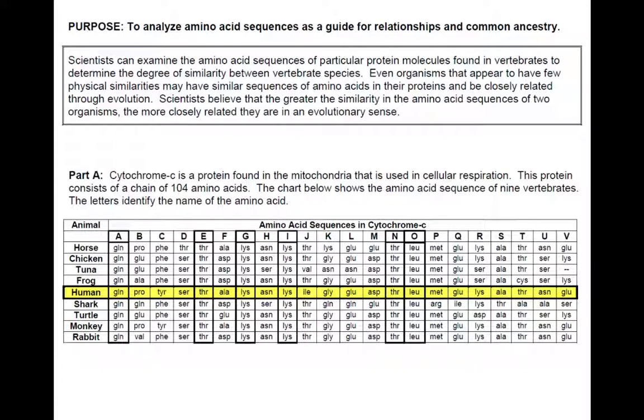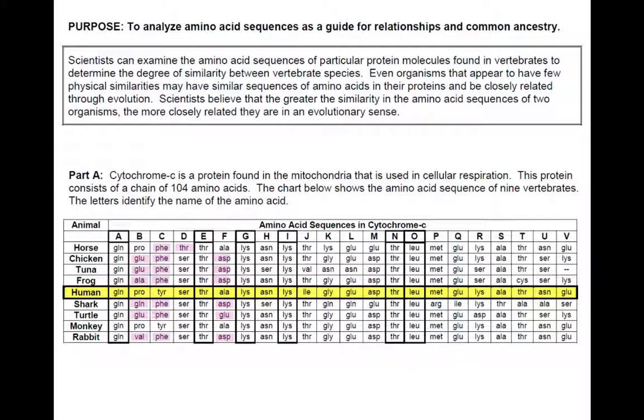So if we look at the second location, or column B, the only organisms that have the same amino acid at that location are the horse and the monkey. In column C, only the monkey has the same sequence at that location. In column D, the horse is the only one that is different at that location. And in column E, every organism has the same amino acid, so we can skip on to the next column, which is column F. And in that column, just like in column B, the only ones that are the same are the horse and the monkey.